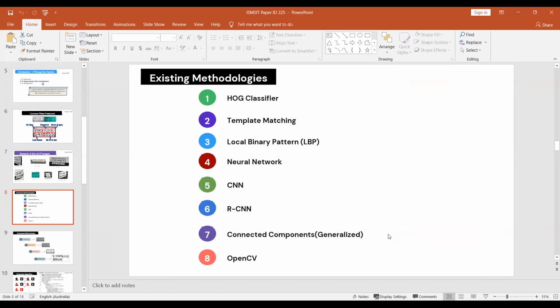There is already research going on for automatic license plate recognition, and as part of that, segmentation. These are a few existing methodologies: HOG classifier, template matching, local binary pattern, some neural network based methodologies, connected component, which is a generalized version, and OpenCV. All those methodologies are complex, computationally expensive, and most of them work on perfect images with little variation, but the system we developed can segment a large variety of images.